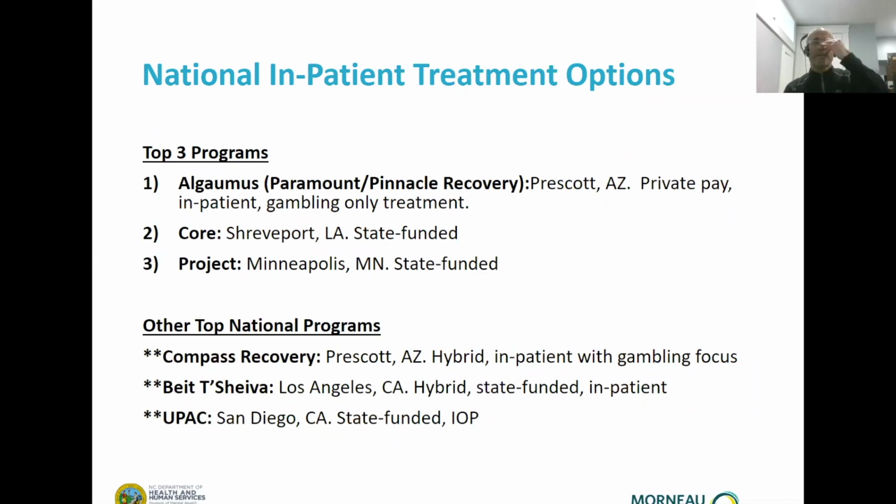It's state funded. I don't think you should send someone to IOP treatment from North Carolina to San Diego unless it's really a weather thing, because that's not really going to have anything to do with their treatment outcome. But UPAC in San Diego is another one I just thought I'd mention. But these are top national programs. I always get this question: where can we send those who qualify for inpatient?